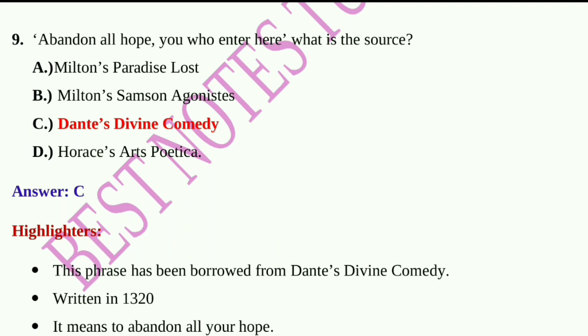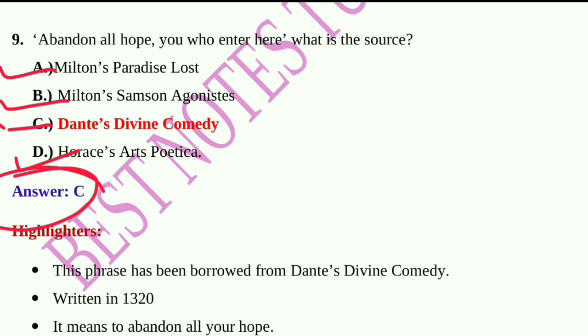Abandon all hope, you who enter here. What is the source of these lines? This is asked in question number 9, and your options are option A, Milton's Paradise Lost, option B, Milton's Samson Agonistes, option C, Dante's Divine Comedy, or option D, Horace's Ars Poetica. Your answer, Dante's Divine Comedy, is correct.